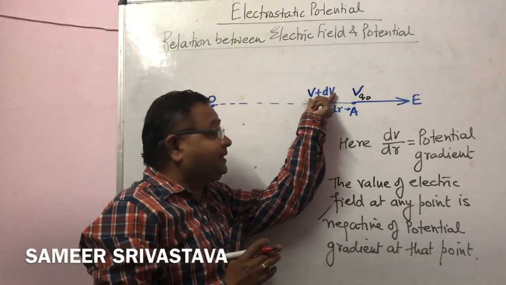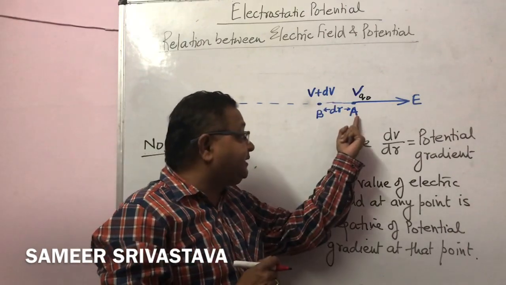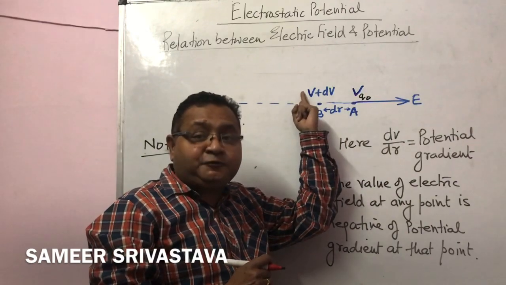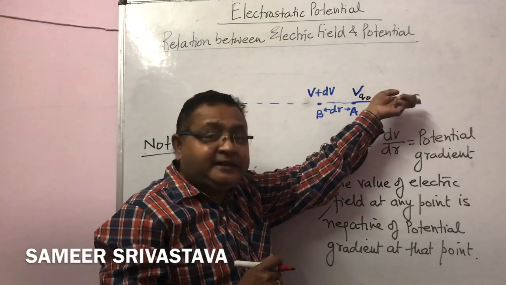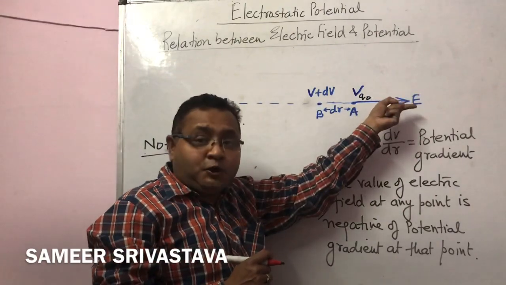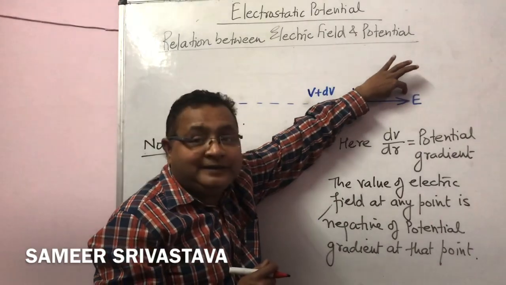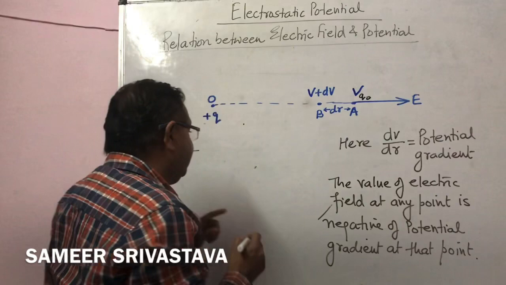Here the potential at point B is V plus dV, and the potential at point A is V. So potential decreases from B to A. So the direction of electric field is from B to A. So the negative sign shows that the direction of electric field is in the direction of decreasing potential.